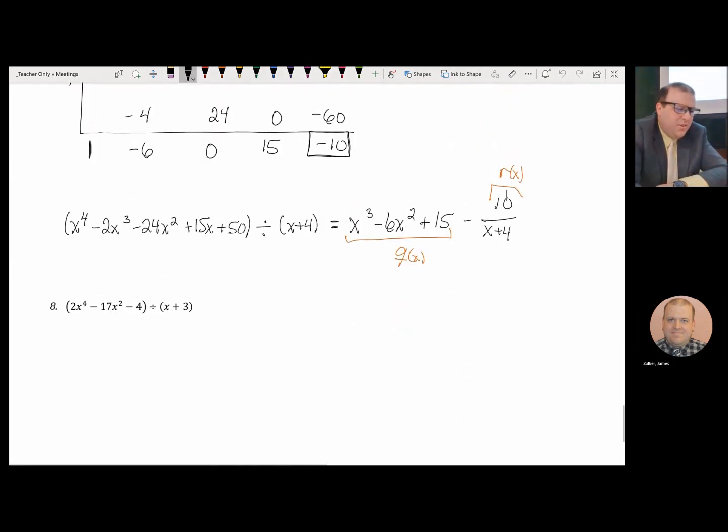Well, I mean, there is. It's the 10, but you're writing it. You don't have to write it over the divisor, right? You know what I'm saying? No, because I didn't ask for quotient and remainder. I asked to perform the operation.